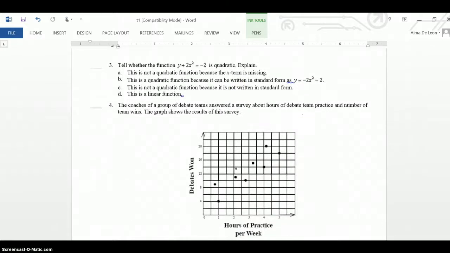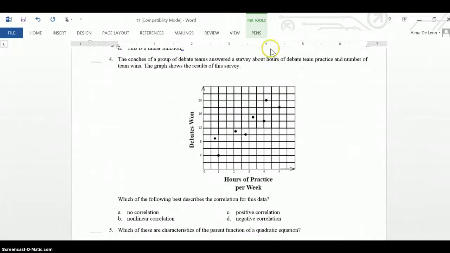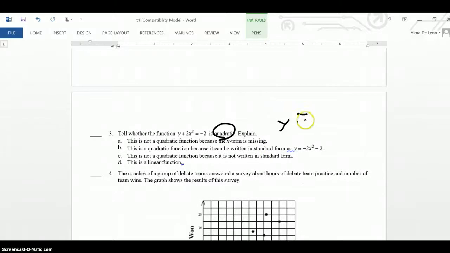Number 3, tell whether the function y plus 2x squared equals -1 is quadratic and explain. Okay, well, here we don't really have to do it too much. We're being asked if this is a quadratic. Just like you only have two biological parents, you only have two parent functions in Algebra 1. There are y equals x and y equals x squared.